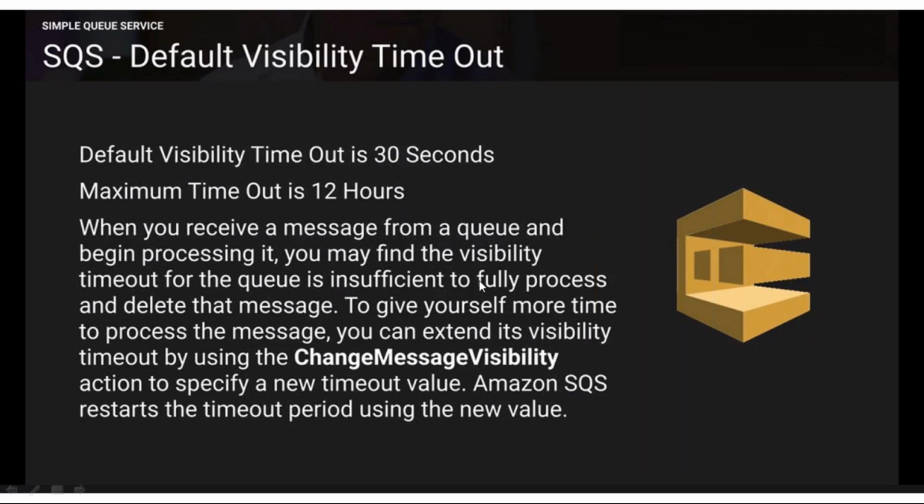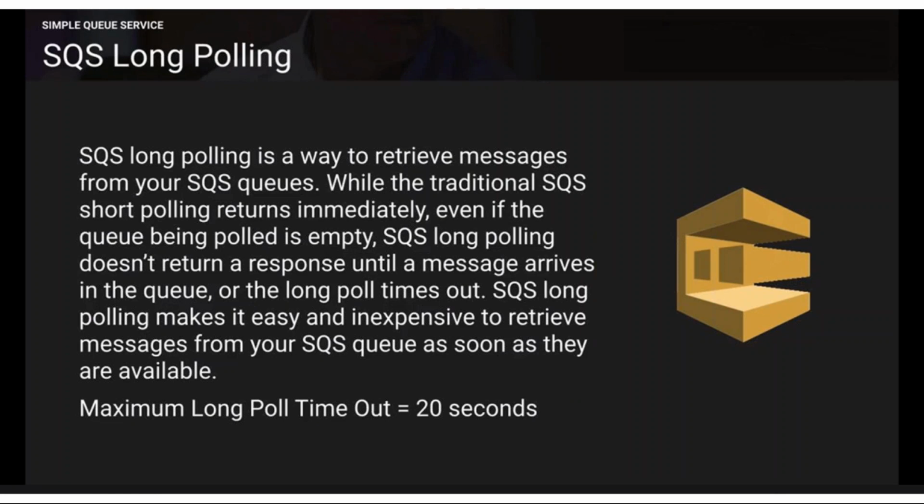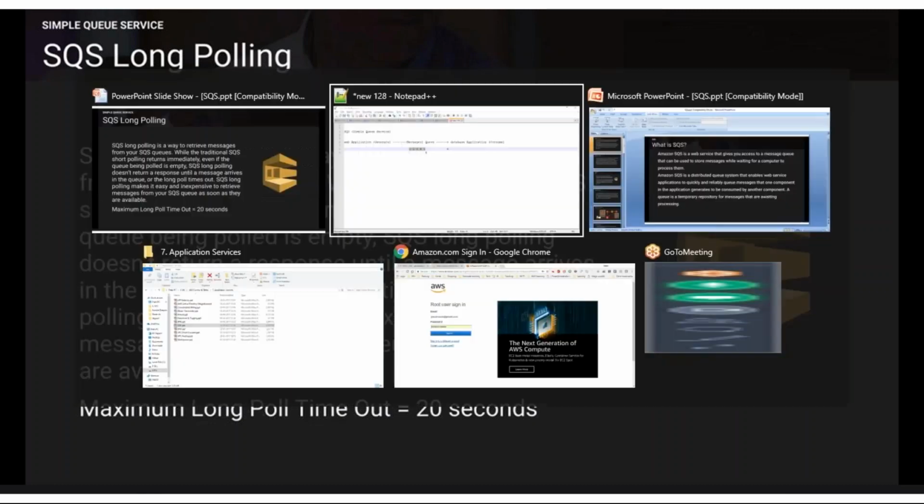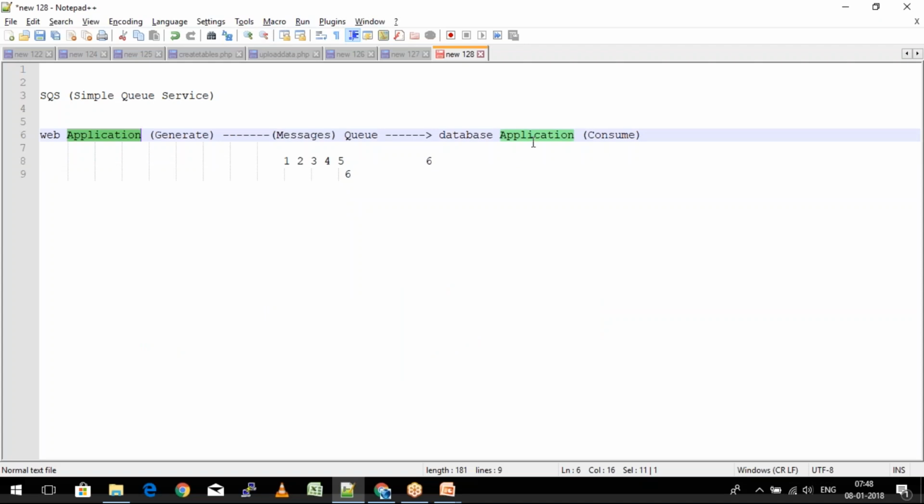And next we have something called long polling. It's really important to understand what long polling is, because this question appears in the exam a lot. So what is long polling? If you see this example here, there is a component that is generating the messages, and there is a component that is also consuming messages from the queue.